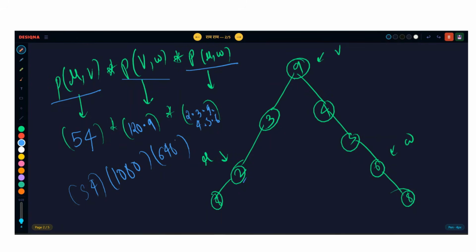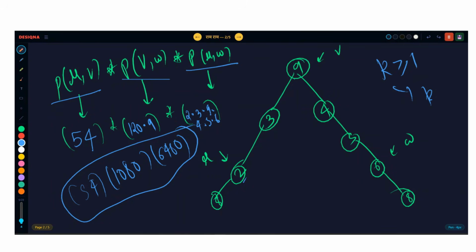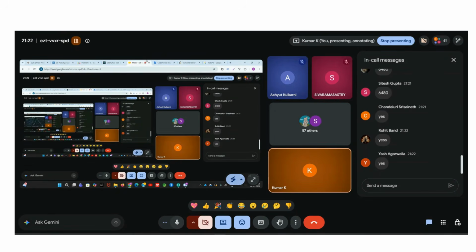Now guys, multiply these three values and tell me, is this a perfect square or not? What is a perfect square? For any k greater than or equal to 1, k square is a perfect square. So is the multiplication of these three numbers leading to a perfect square? 54 into 1080 into 6480. Yes, it does lead to a perfect square, but tell me what is the final output?